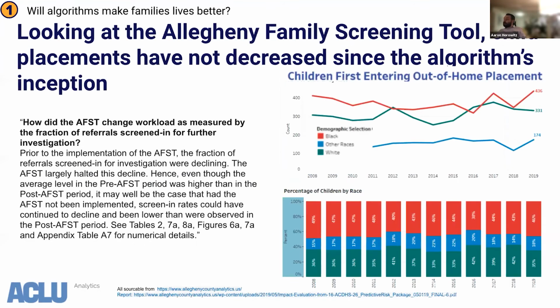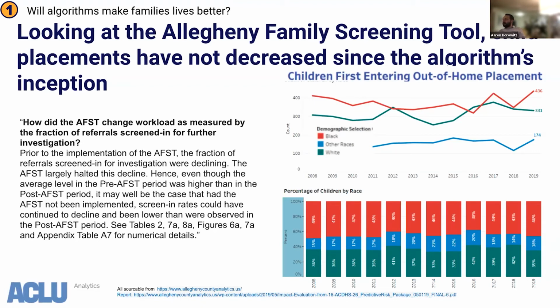When we look at what's happened in Allegheny so far, which is the best documented of many places at this point, we see similar outcomes. Allegheny implemented the tool for the first time in 2015. Since that time, out-of-home placements have increased for Black children to the point that it's higher than it's been in the past decade. They stayed the same for white children, and for other races, it also looks like it stayed the same. So we spend a lot of money, a lot of time, a lot of shifts in resources, and we don't see much of a difference.